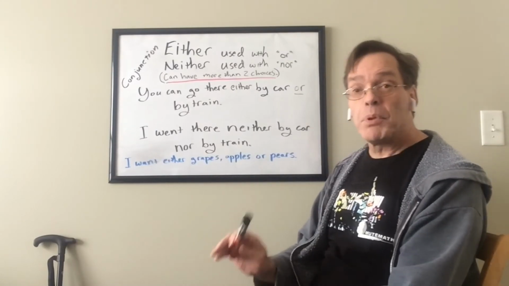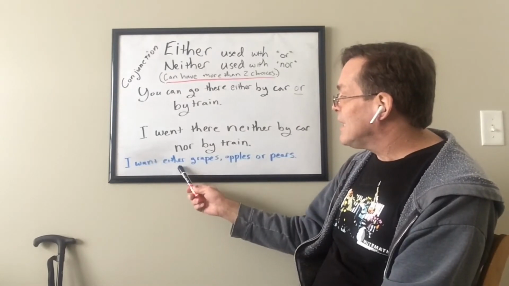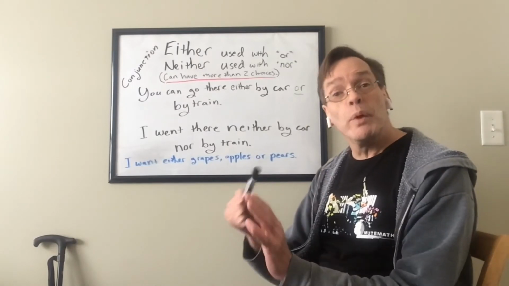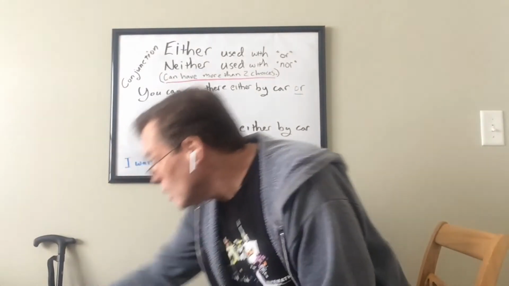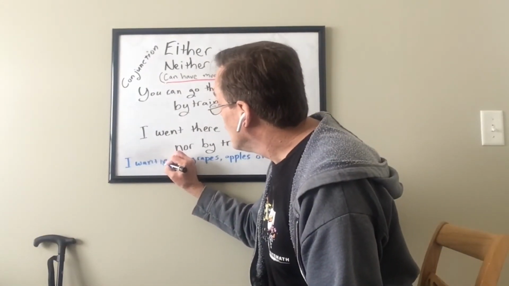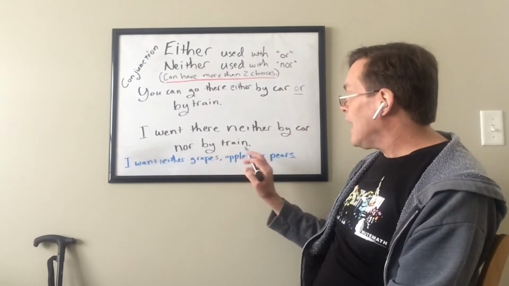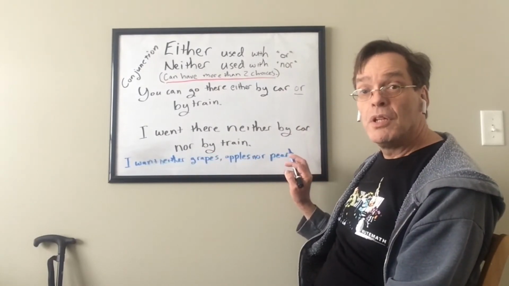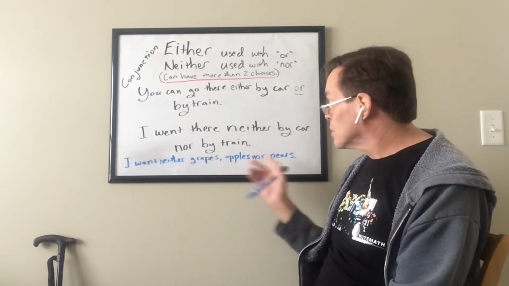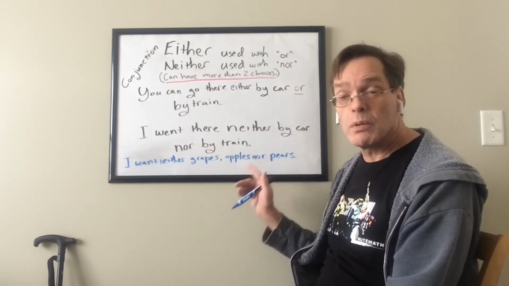And as an example for more than two choices, I want either grapes, apples, or pears. Now, we could convert this to nor by saying I want neither grapes, apples, nor pears. So it's basically the same setup in the sentence. The words are just a little different. The neither and nor instead of either and or.